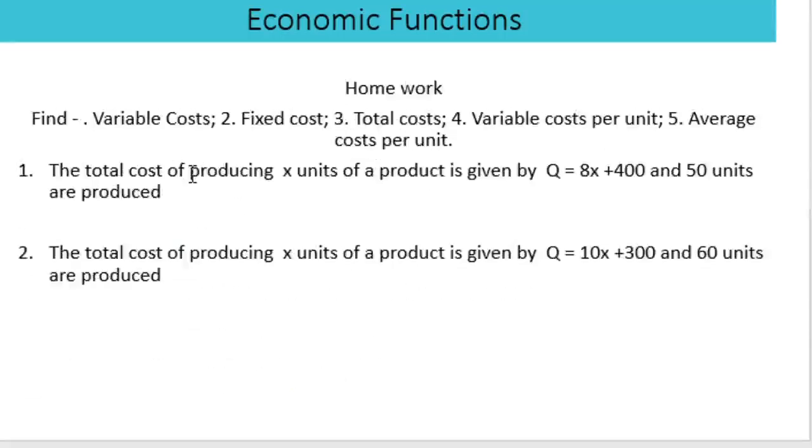Some homework is also given. Here, the total cost of producing X units of the product is given as 8X plus 400. If 50 units are produced, find the variable cost, fixed cost, total cost, and average variable cost like the earlier one. The second question is about Q equal to 100X plus 300 and 60 units to be produced. Find the variable cost, fixed cost, total cost, variable cost per unit, and average cost per unit.